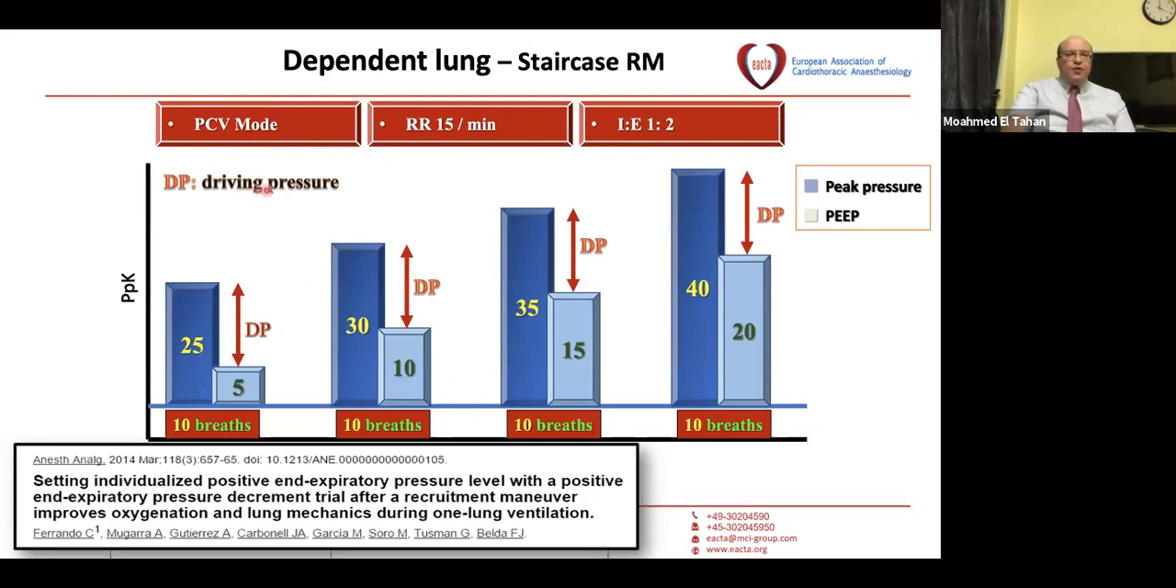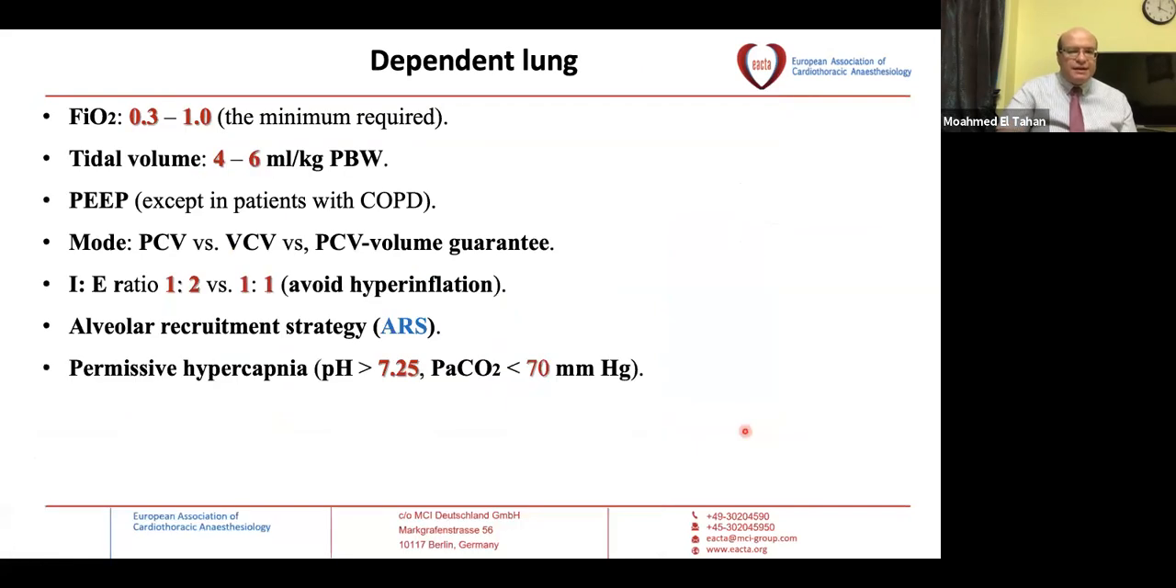Staircase or cyclic recruitment: same setting, pressure control mode, frequency of 15, I:E ratio 1 to 2, and we have 4 steps. First, you start with a pressure control level of 25 over PEEP of 5 for 10 breaths. Then increase by 5 for each step, so it will be 30 over 10 for another 10 breaths, then 35 over 15 for 10 breaths, then 40 over 20 for 10 breaths. It's called staircase or cyclic recruitment maneuvers.